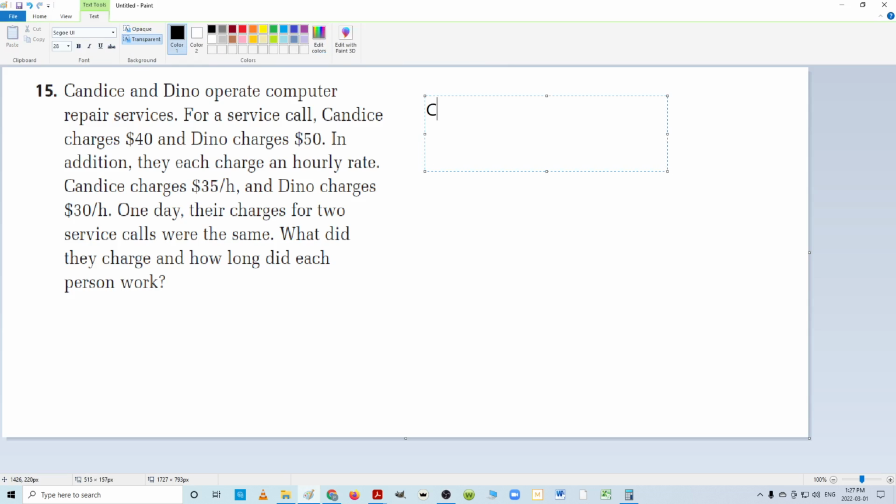Her total cost, let's just call it Y, is equal to her initial charge plus whatever she charges per hour. We can call it H or X. And Dino's total charge is going to be his initial charge of 50, but he only charges 30 per hour, or 30X. Since these two things equal one another, we can use either subtraction or substitution, but I'm going to use substitution. When you have two equations where y is equal to one, and y is equal to the other, you can just make the equations equal one another.